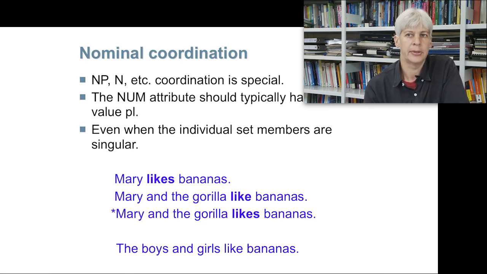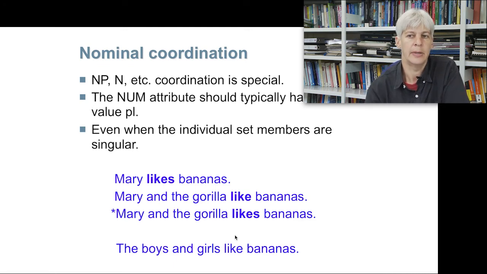Now a note on nominal coordination. Nominal coordination across languages tends to be special. Looking just at English, the number attribute typically needs to be plural, even when the individual set members are singular. So we have Mary likes bananas. This is singular agreement. But with Mary and the gorilla, Mary is singular, the gorilla is singular, but it's no longer likes here. Likes is an ungrammatical version. It needs to be like. Mary and the gorilla like bananas. Okay, so like is doing plural agreement. The boys and girls like bananas, just like this plural one here.